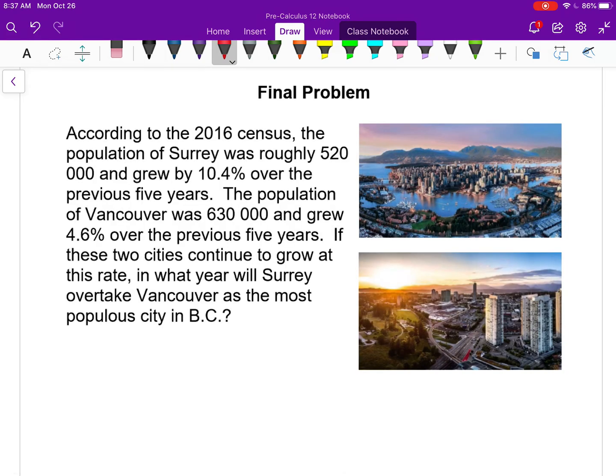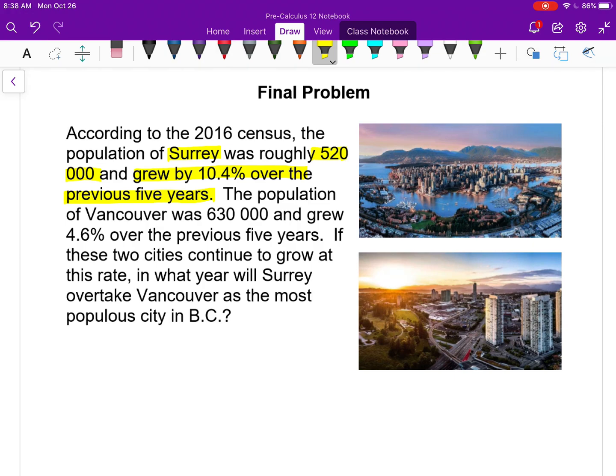So looking at, again, some data, this time comparing the cities of Surrey to Vancouver based on the 2016 census information. In the year 2016, and every 5 years, there's a census that is released with really detailed, in this case, also population information. So in the year 2016, Surrey had a population of about 520,000. And in that time, it grew by 10.4% over the previous 5 years. Again, only every 5 years we get really reliable data on the populations across the country.